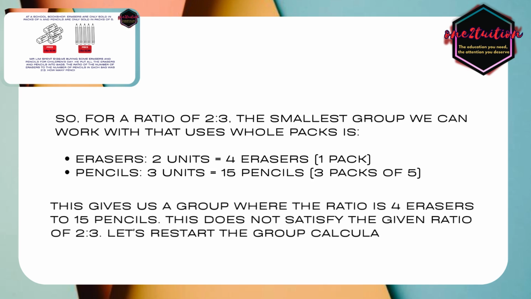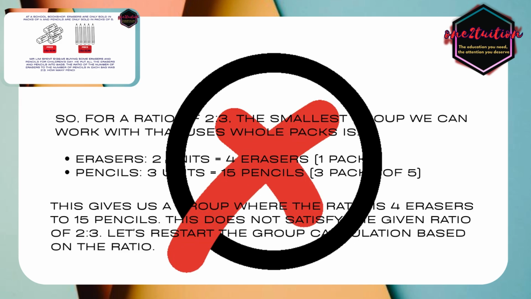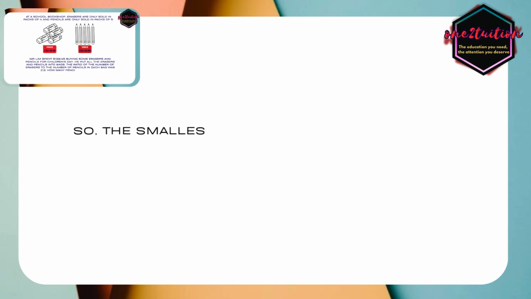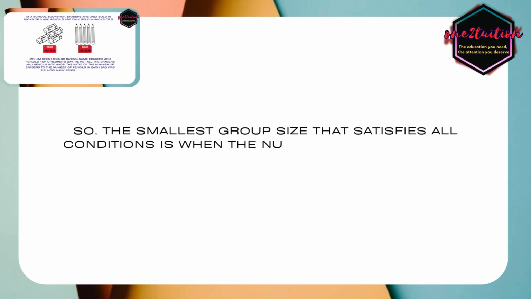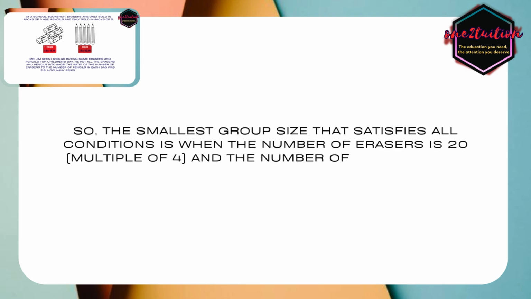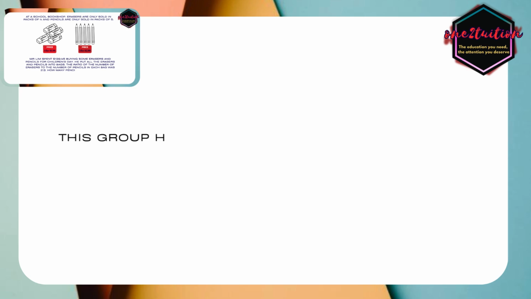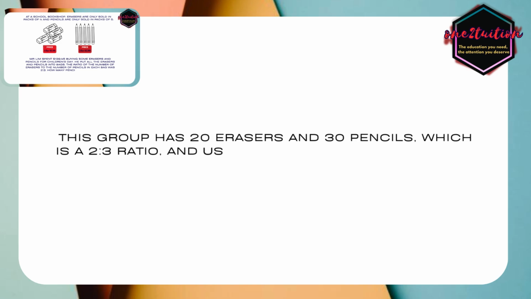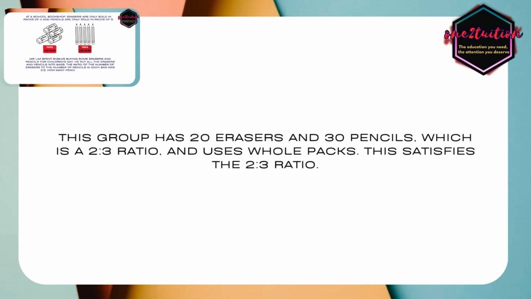Let's restart the group calculation based on the ratio. So the smallest group size that satisfies all conditions is when the number of erasers is 20, a multiple of 4, and the number of pencils is 30, a multiple of 5. This group has 20 erasers and 30 pencils, which is a 2 to 3 ratio, and uses whole packs. This satisfies the 2 to 3 ratio.